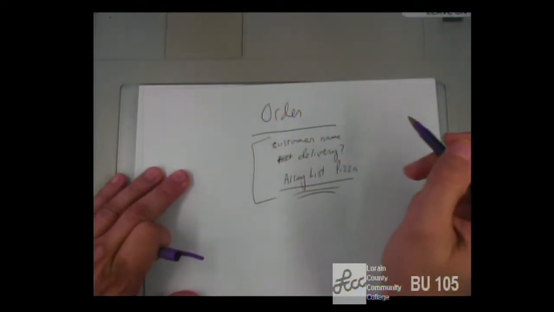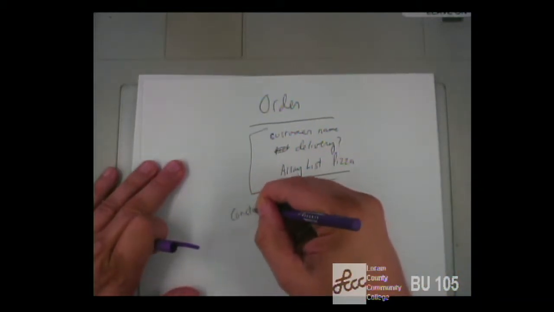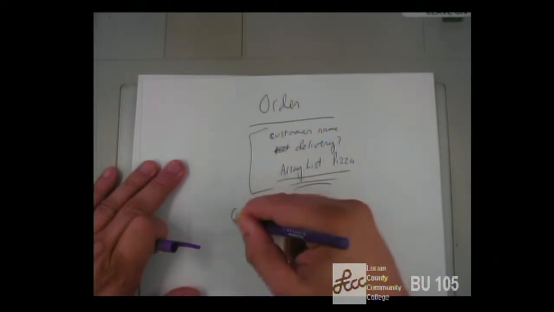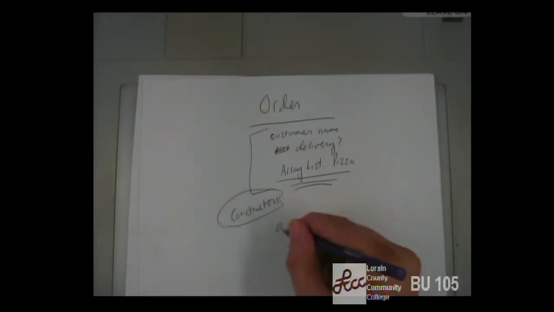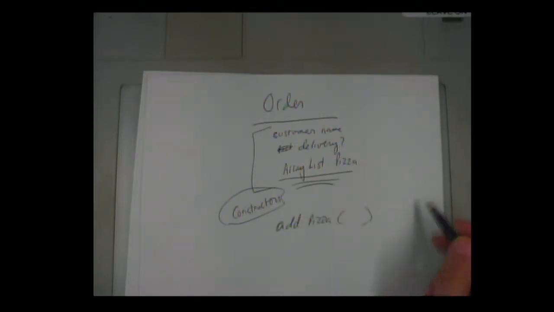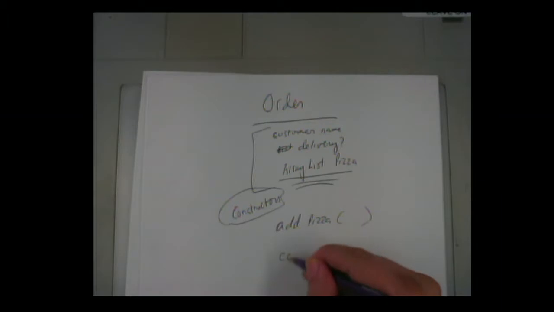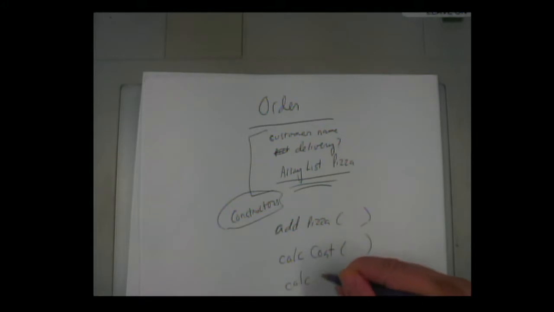Now, what methods do I have for this? We're going to have some constructors, but I'm going to leave those off for now. We'll come back to the constructor for this. I'm going to have a method to add a pizza to the order. I'm going to have a calculate cost and calculate bake time.